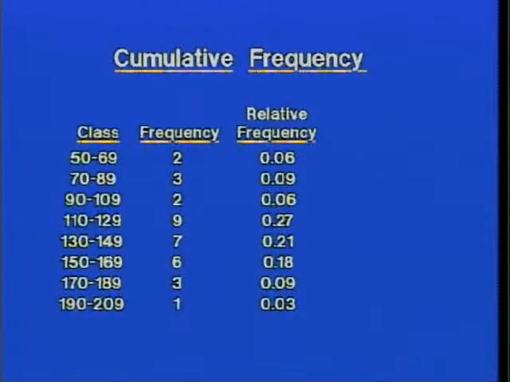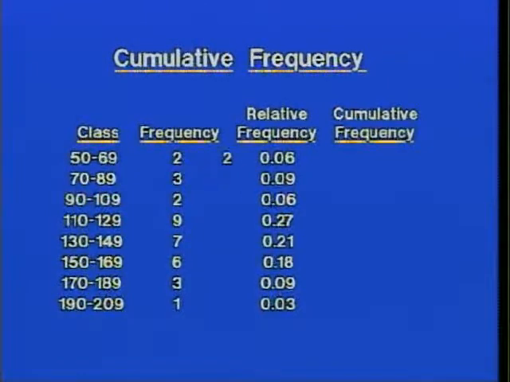And for the 0.09, it was 3 divided by 33, and so on. So that's what relative frequencies are all about. Now we can continue with this chart arrangement and list cumulative frequency in a column like this. And cumulative frequency means we are accumulating frequencies as we go down the chart.